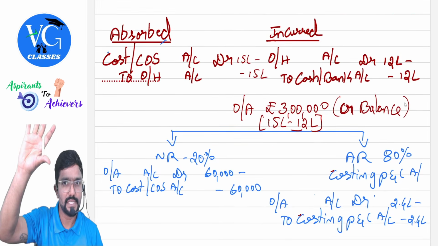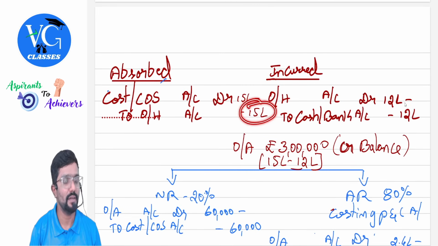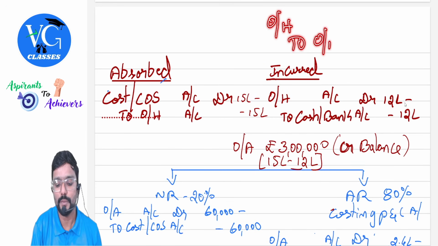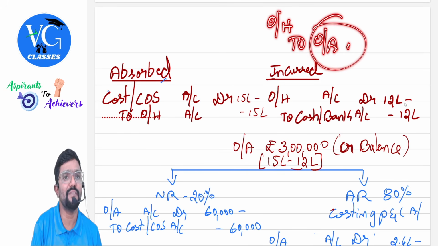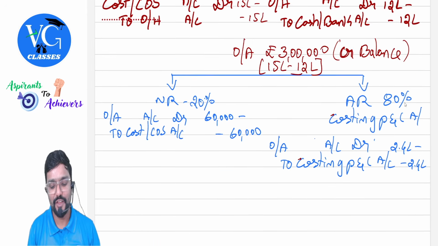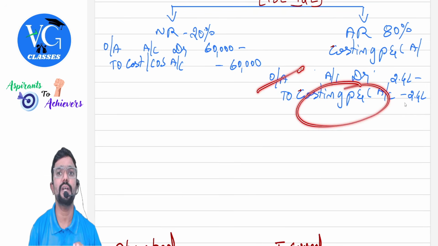Clear? Why? Because listen here. Overhead is having a net credit balance of how much? 3 lakh. Normally that would have been transferred from overhead to over absorption. Now over absorption is having what balance? 3 lakh. How do I close it, sir? By debiting it. Now what will I credit, sir? If it is due to abnormal reason, credit costing P&L account. Debit over absorption, but credit what?